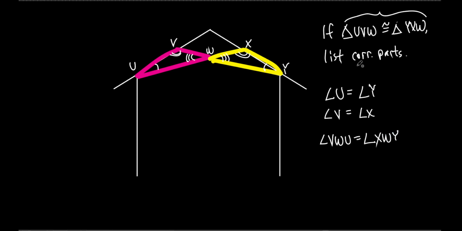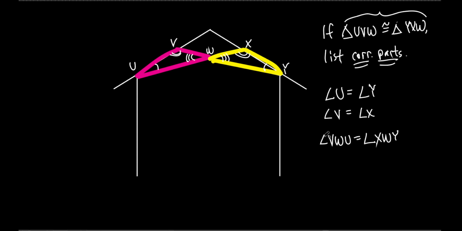Now it says list the corresponding parts. Well, how many parts do we have of a triangle? Do we just have 3 parts of a triangle? What are the other parts? I got the angles, and then what else do I have? Yeah, the sides, right. You got the sides, okay? So we got 3 sides, right? You got 3 angles, you got 3 sides. So how many parts are there to a triangle? 6. 3 sides, 3 angles. That's 6, okay? So now let's do the sides.